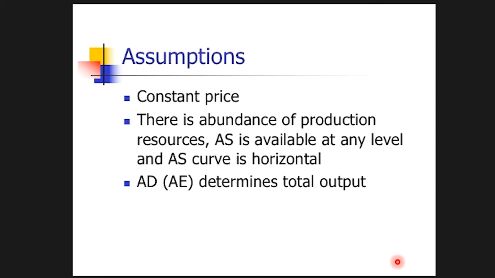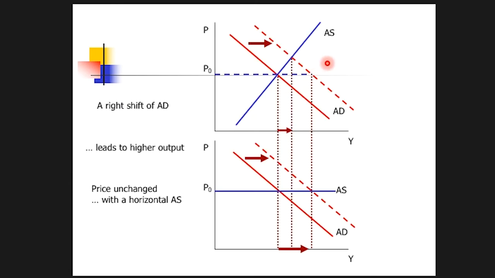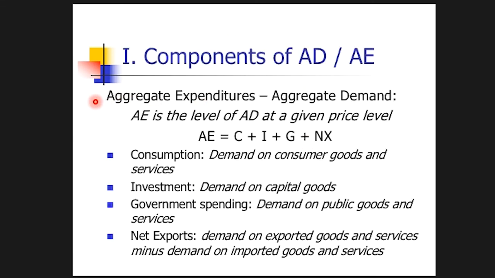So now, first of all, we determine aggregate demand in the new term, aggregate expenditure. From Lecture 7, aggregate demand changes in relation to changes in the price. But now, with the assumption that the price is constant, the new term is aggregate expenditure: the level of aggregate demand at a given level of price. Because aggregate expenditure is also aggregate demand, it has the same four components. C is consumption, I is investment, G is government purchase, and NX is net export.